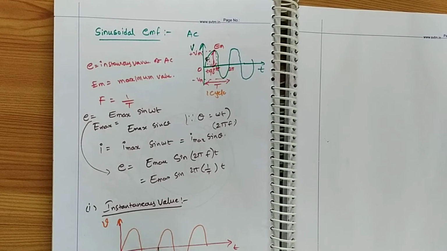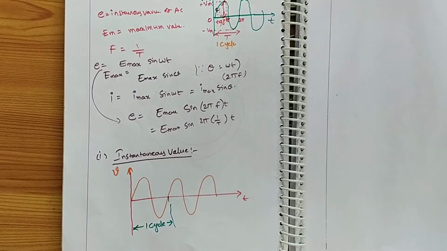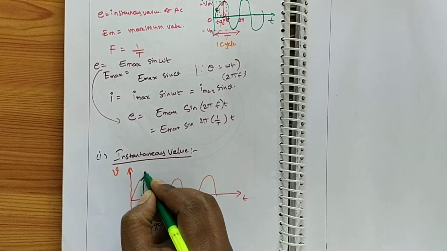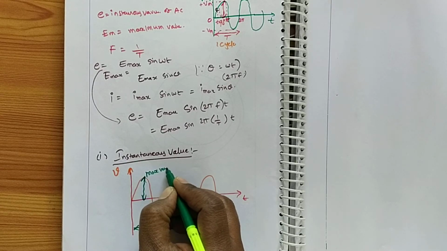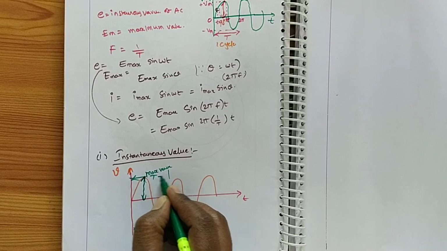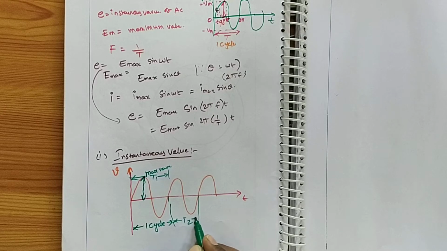This is known as one cycle. The number of cycles per second is known as frequency. This is the maximum value of the alternating quantity. This is the time period T1 of cycle 1. Similarly, time period T2. For an alternating quantity the time period will be constant. This is the positive cycle, this is the negative cycle.